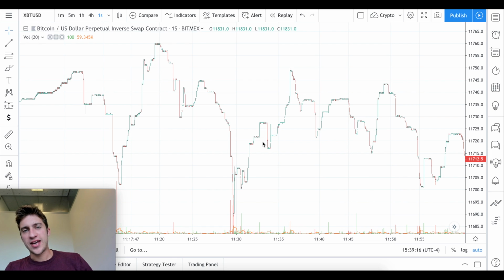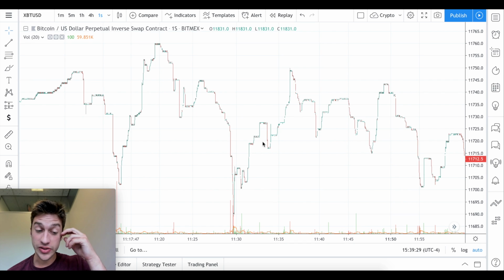Hello traders, today I'm bringing you the Patreon suggested video of supply and demand runs on the 1 second TradingView time frame. So a new update that just came to TradingView is they now allow for 1 second tick charts.